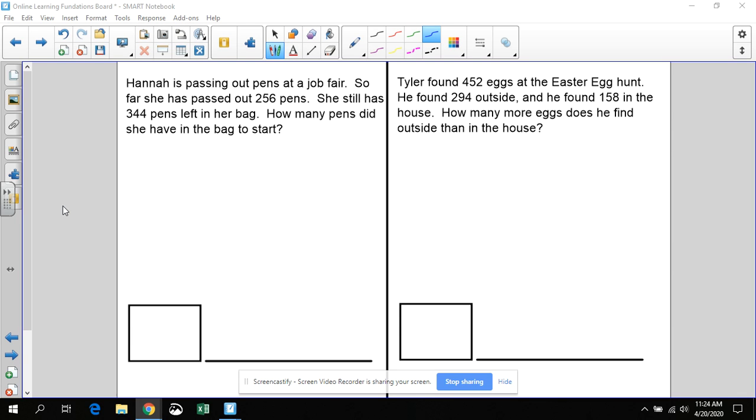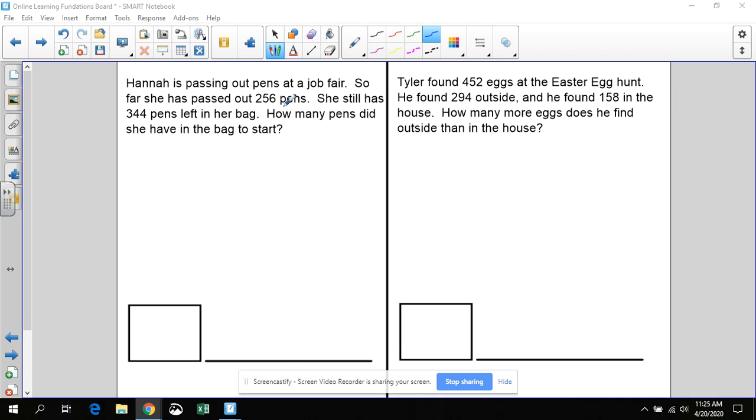We're going to start getting into word problems involving our 3-digit numbers. These word problems could be addition or they could be subtraction. You need to read them carefully, look for key words, and also writing out an initial horizontal equation might help you. So for example, Hannah is passing out pens at a job fair.